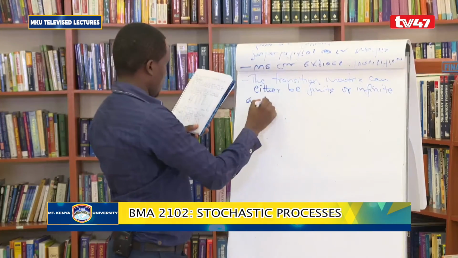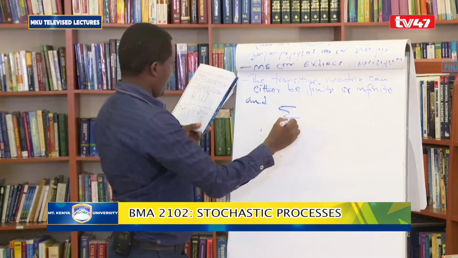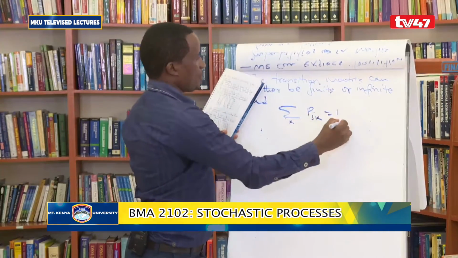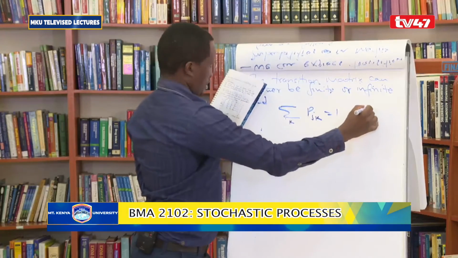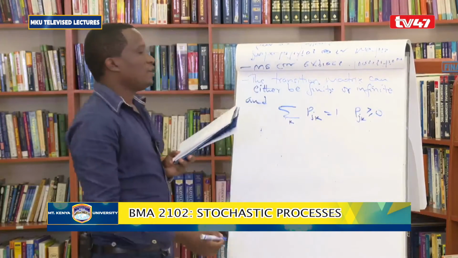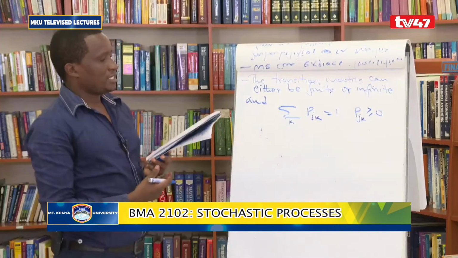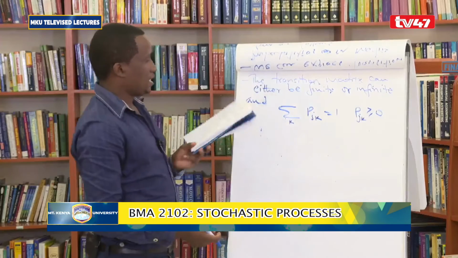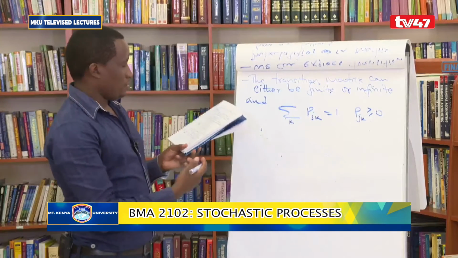And strictly, if you sum all probabilities in a transition matrix, you should get 1. And each has to be greater than or equal to 0. Any probability in the matrix cannot be less than 0. And when you sum them, you should get 1.